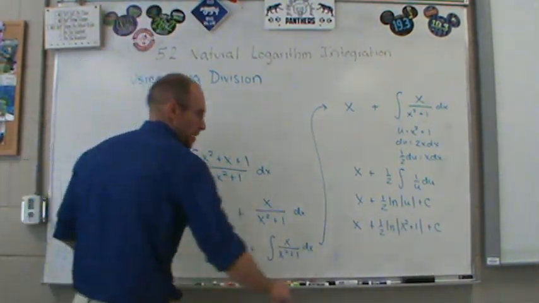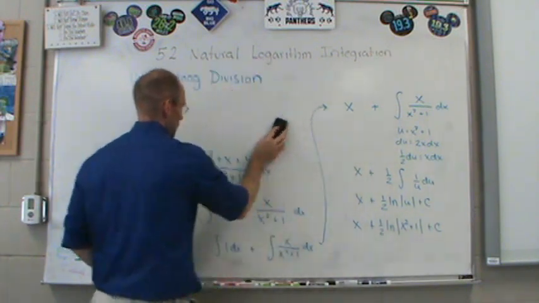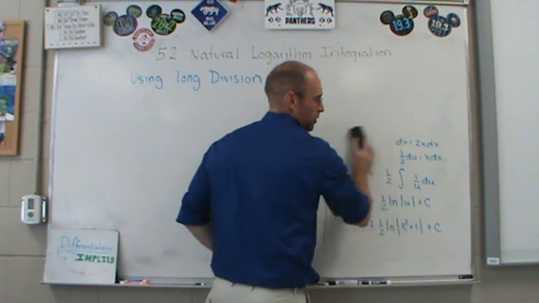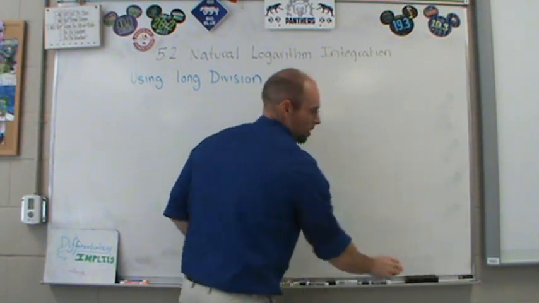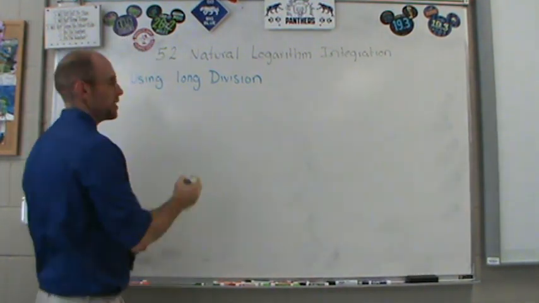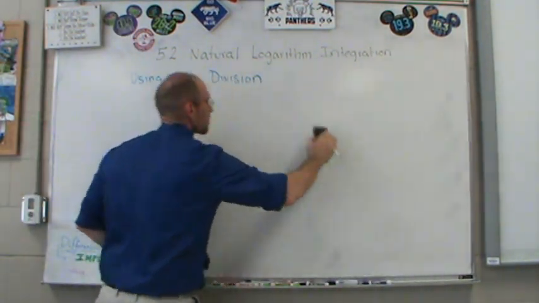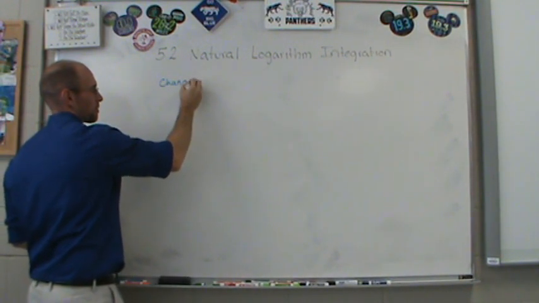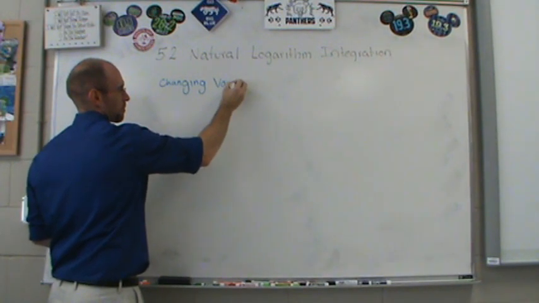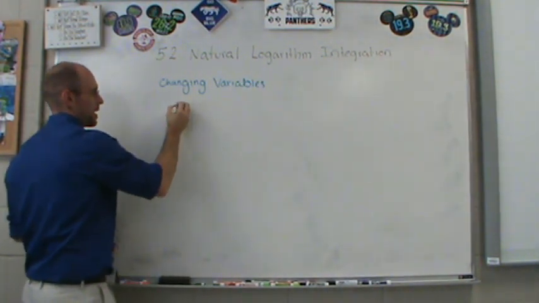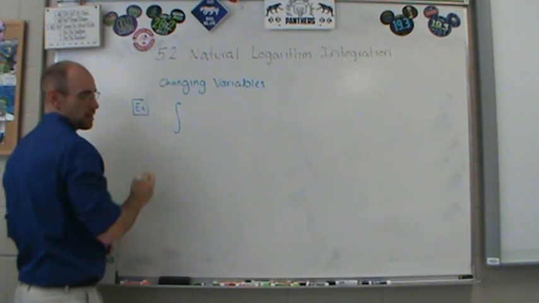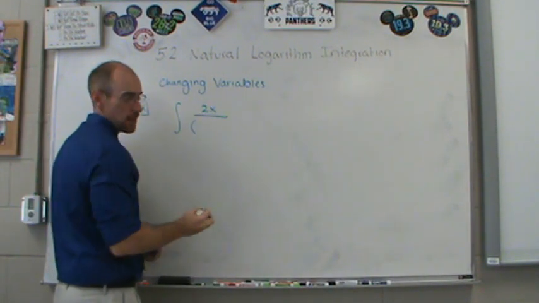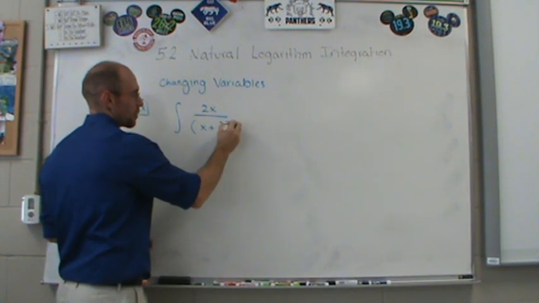All right, a couple more examples. A little bit harder example, whenever we have that extra variable in there. Whenever we have that extra variable, we have to change some variables. All right, so now we have an example with 2x over x plus 1 squared.